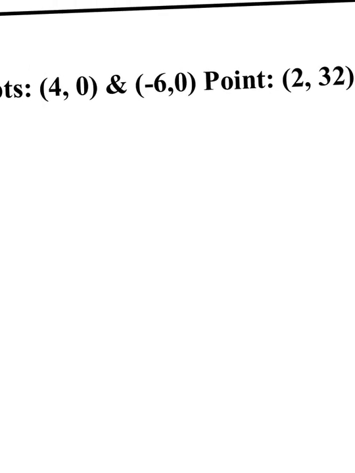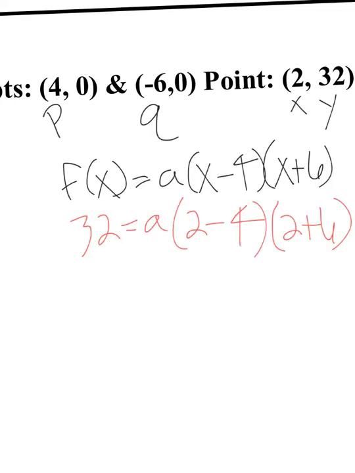So, this last one here, you're given (4, 0), (negative 6, 0), and (2, 32). So label them. I got p and q as 4 and negative 6, and x and y as 2 and 32. So I plugged everything in, and my function is x minus 4, because it was a regular plus 4, and the formula has minus p.